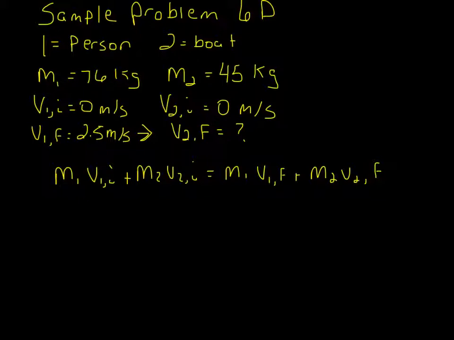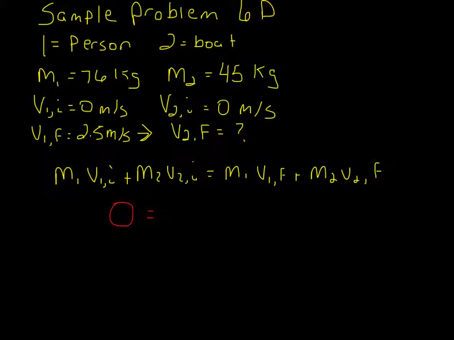So I have mass 1 times velocity 1. Well, velocity 1 is 0. Velocity 2 is 0. So I can say this total side of this equation is going to be 0, because mass 1, velocity 1 is 0, and mass 2, velocity 2 is 0. All right, then I'm going to do the right half of this equation.